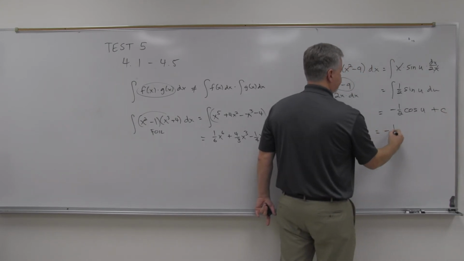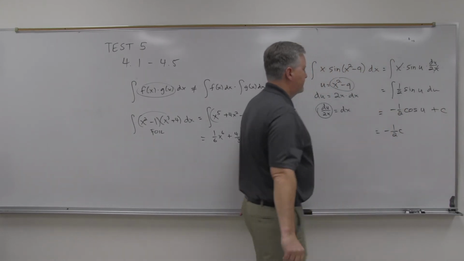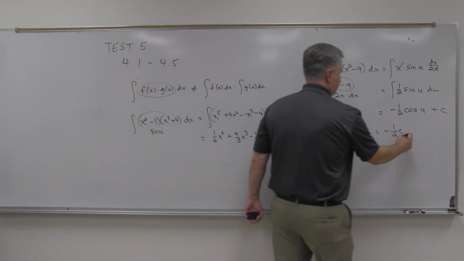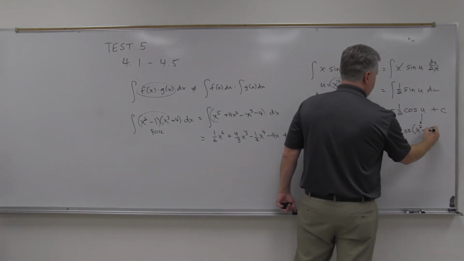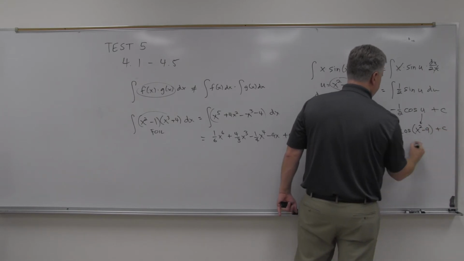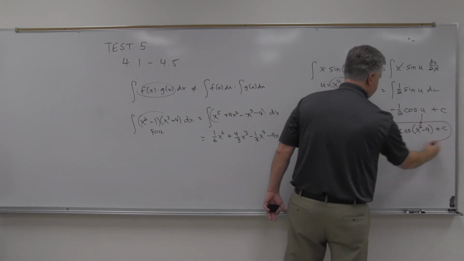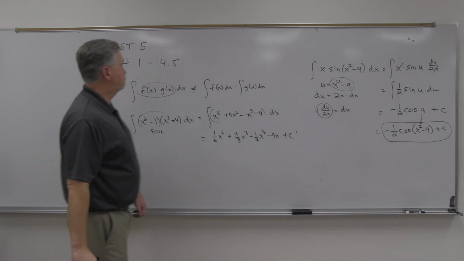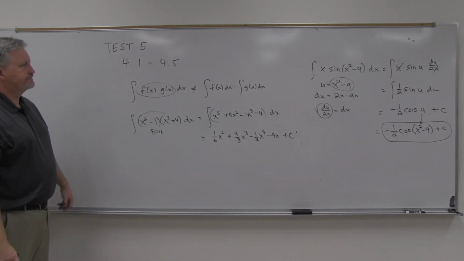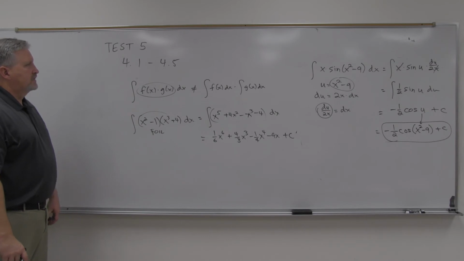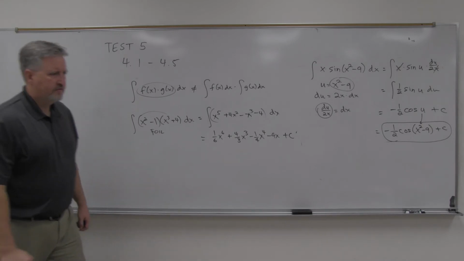And then usually on these, we want to go back and plug in what the u value is. Go back to the x squared minus 9 in this case.